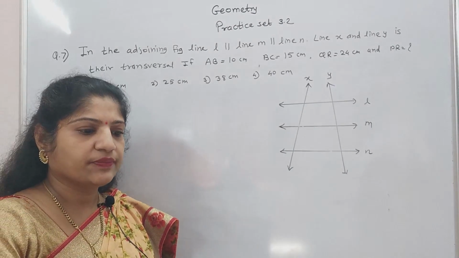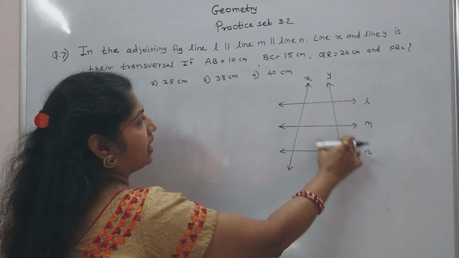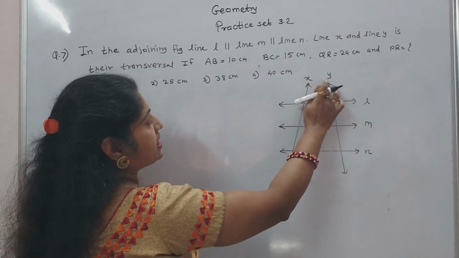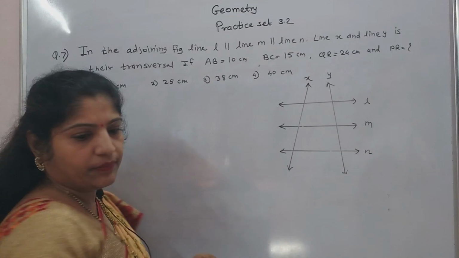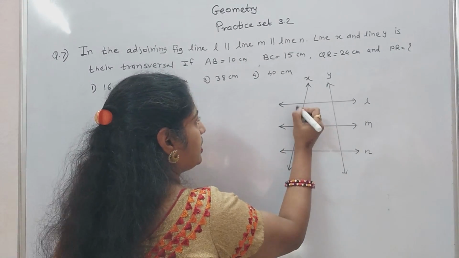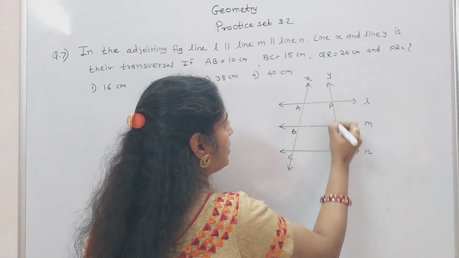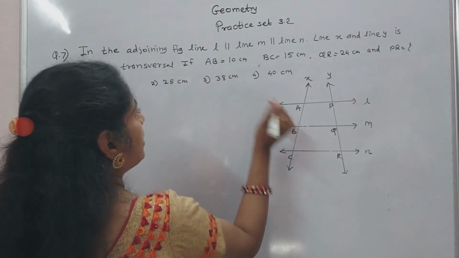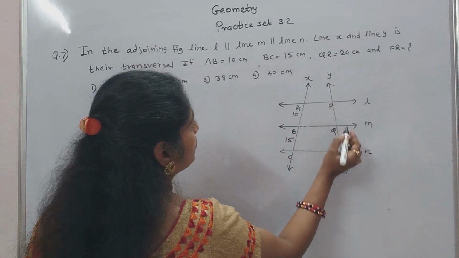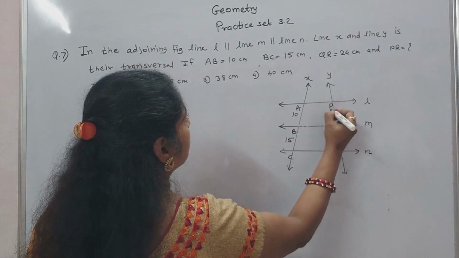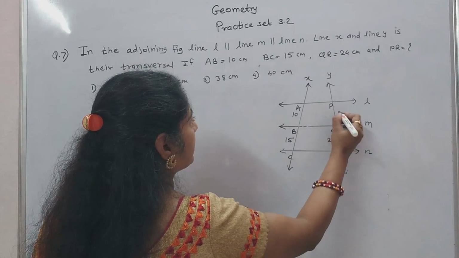Next question is, in the adjoining figure L, M, N are three parallel lines and X and Y are the transversals. Here are ABC and PQR. AB equals 10, BC equals 15, QR equals 24. Find the PR. First find the PQ and then PR.